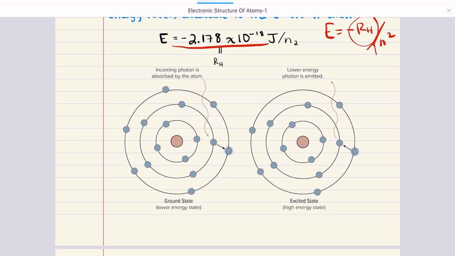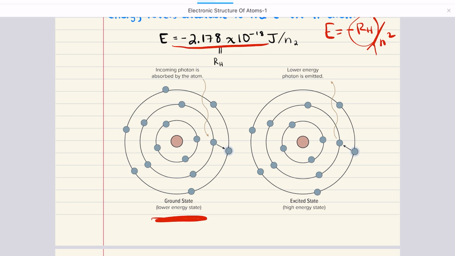Bohr worked through this for the hydrogen atom, and so we want to talk about this in terms of defining some important terms: ground state and excited state. The terms ground state and excited state refer to the energy levels of an electron in an atom. The ground state is the lowest energy state of an electron, and it is where it is the most stable. When an atom is in its ground state, all of its electrons are in the lowest possible energy levels.